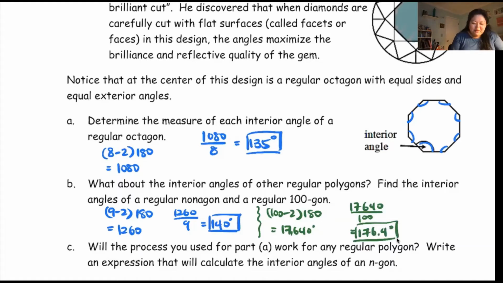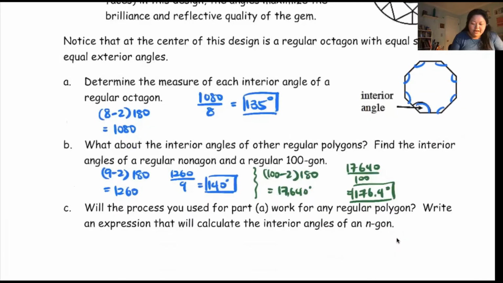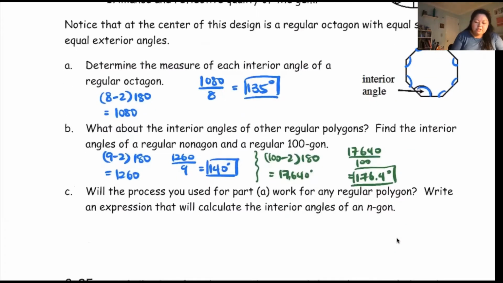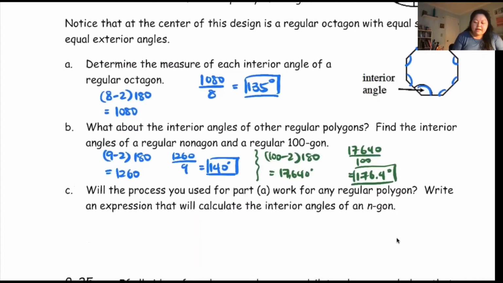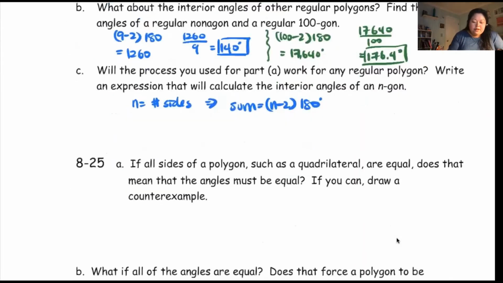All right. Will the process you use for part A work for any regular polygon? Write an expression that will calculate the interior angles of an n-gon. And we already did that in the previous lesson, right? The formula is, if n equals the number of sides, then the sum is equal to n minus 2 times 180. If we want the interior angles, we'll just take that sum and divide by n. Okay? All right, next problem.